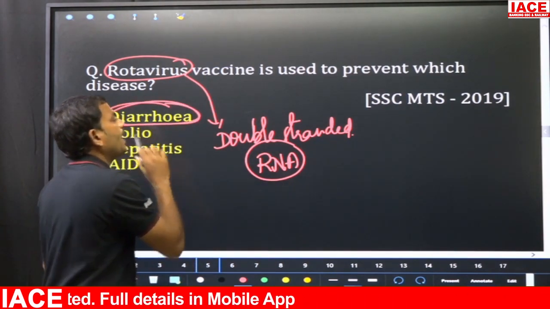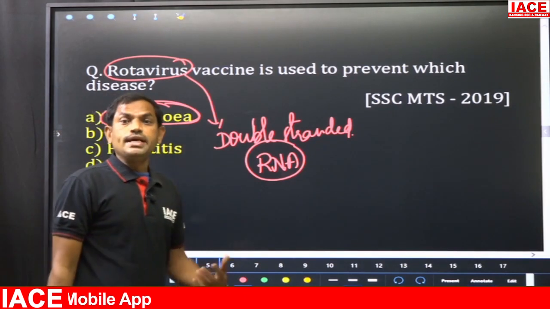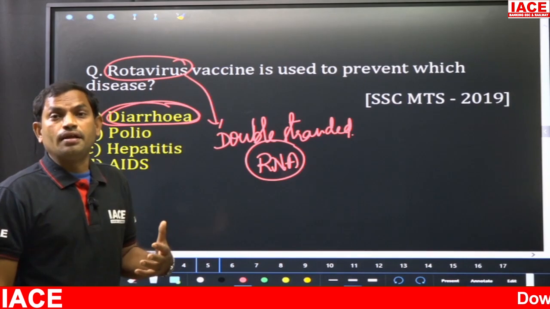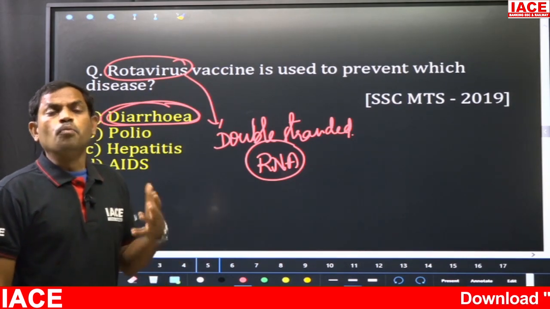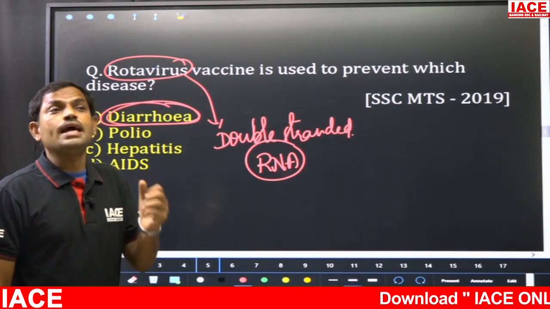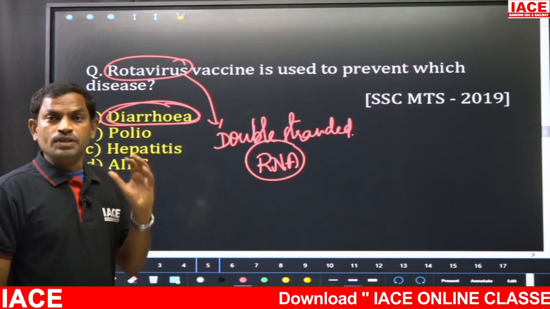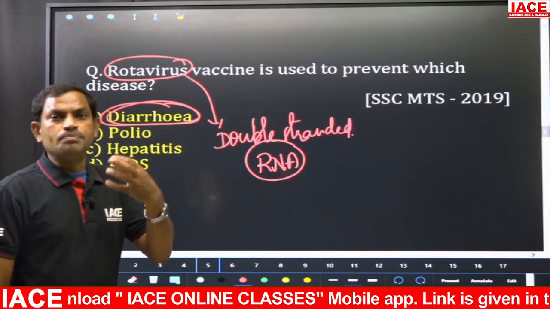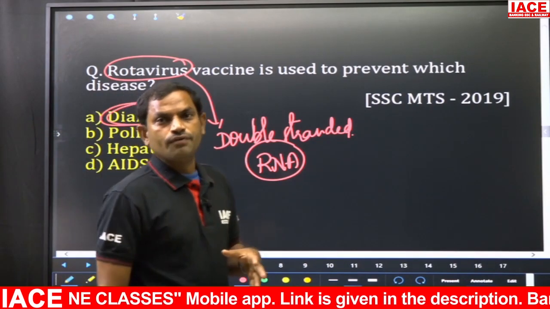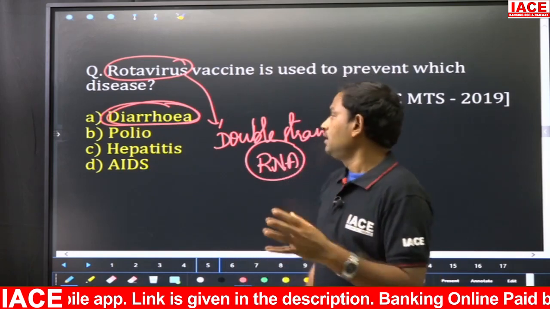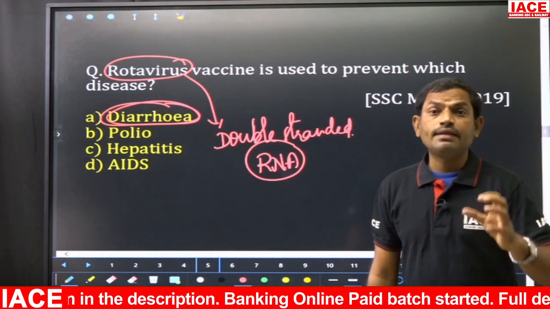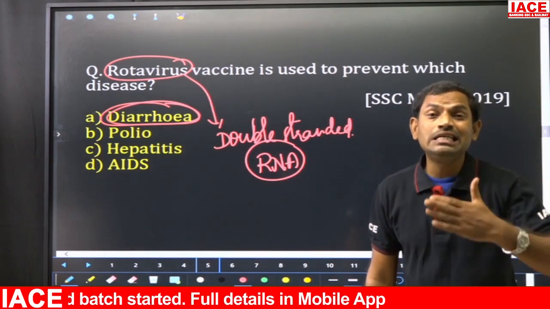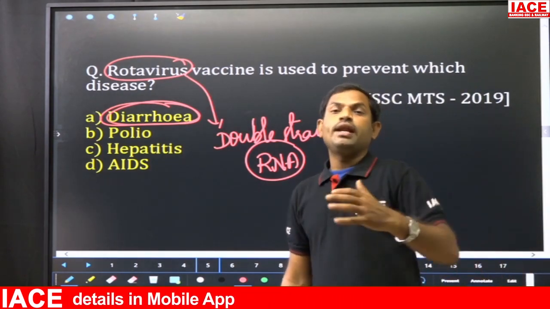Diarrhea means severe vomiting as well as loose motion. Especially children below 5 years of age are most of the time severely affected by this virus. This virus lives everywhere. It may enter through water or contaminated food, and it causes diarrhea, where the child loses a large amount of salts and water because of continuous loose motions and vomiting.